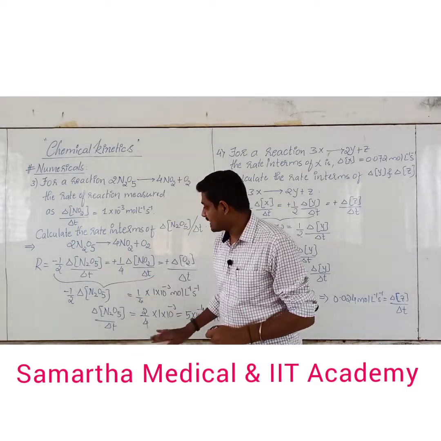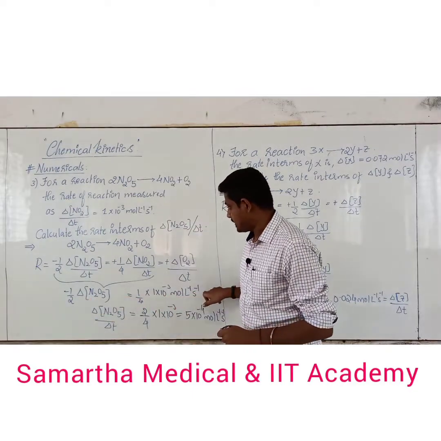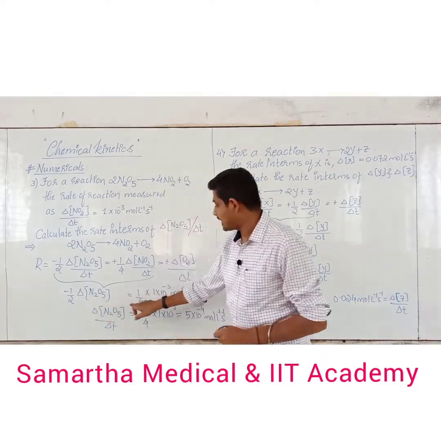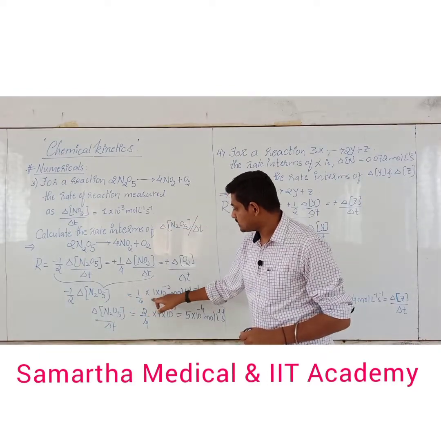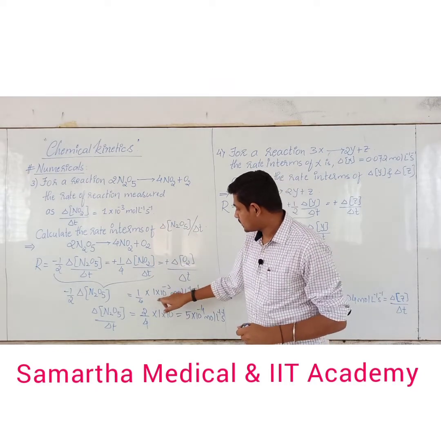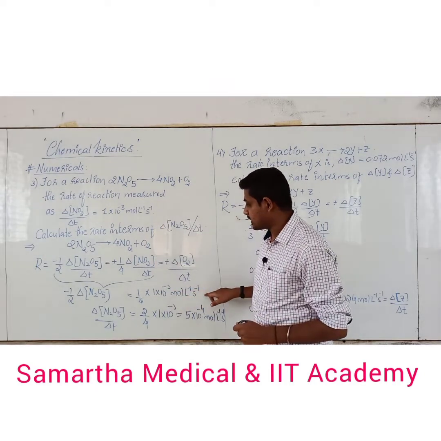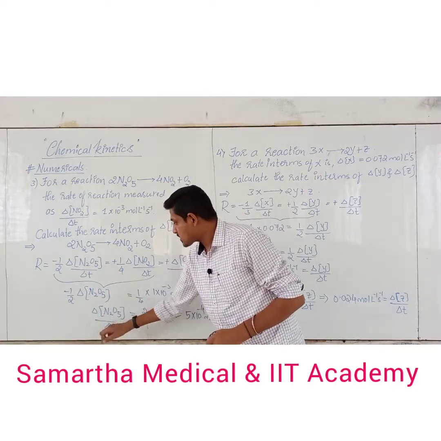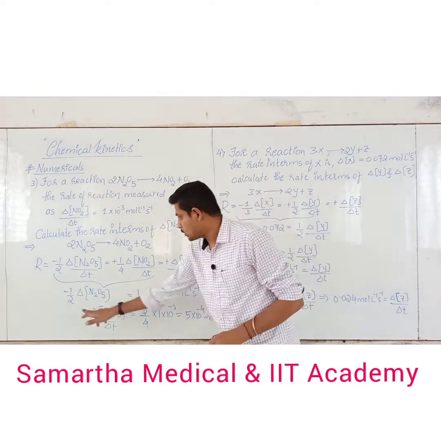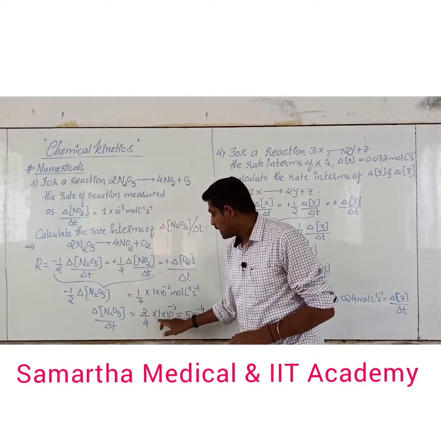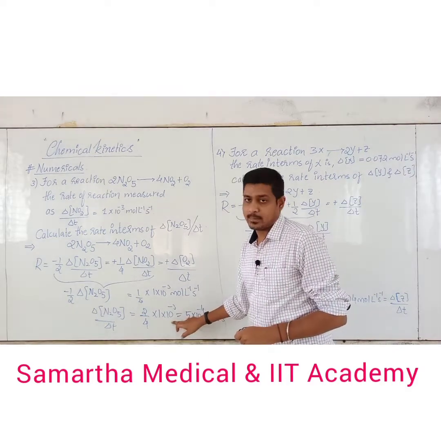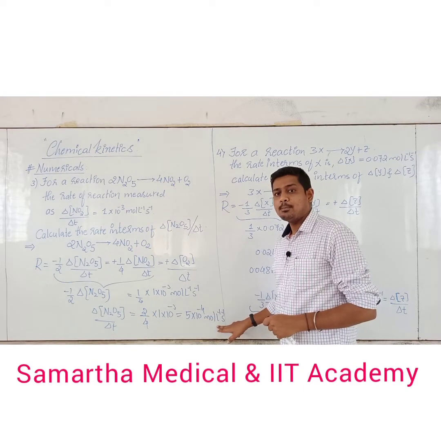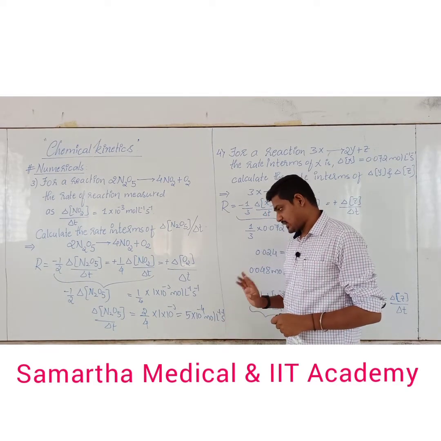On equating, what we will get? See, on equating we will get like this. Minus 1 upon 2 into change in the concentration of nitrogen pentoxide is equal to 1 upon 4 into this value, which is given here. So that I have substituted here. Next, this 2 I will take this side, so we will get the rate of reaction in terms of nitrogen pentoxide. So 2 take this side, so it will be 2 by 4 into 1 into 10 to the power minus 3. On solving you will get the answer as 5 into 10 to the power minus 4 moles per liter per second.